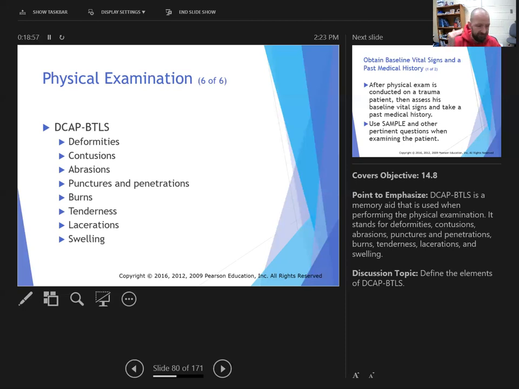So we can look for all of these things anywhere in the body. We'll talk about specific things to look for at specific parts of the body, but head to toe, whenever we're doing a physical examination, wherever on the body that you're examining, you're also looking for these things. Deformities, contusions, abrasions, punctures, penetrations, burns, tenderness, lacerations, and swelling. DCAP BTLS. Need to know that. Can't put too fine a point on that.